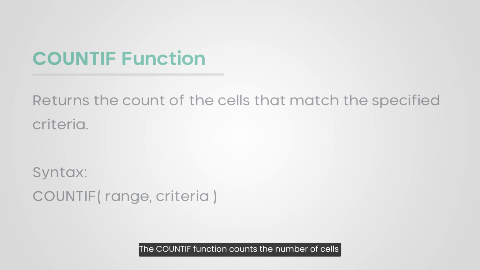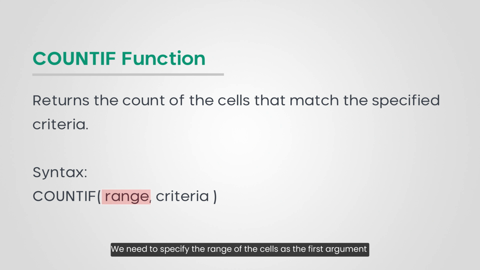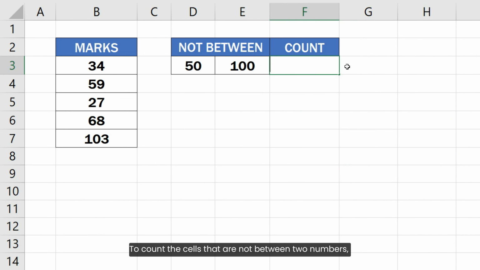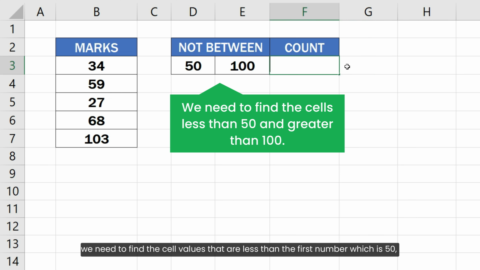The COUNTIF function counts the number of cells that match the specified criteria. We need to specify the range of the cells as the first argument and match criteria as the second argument. To count the cells that are not between two numbers, we need to find the cell values that are less than the first number, which is 50, and are greater than the second number, which is 100.